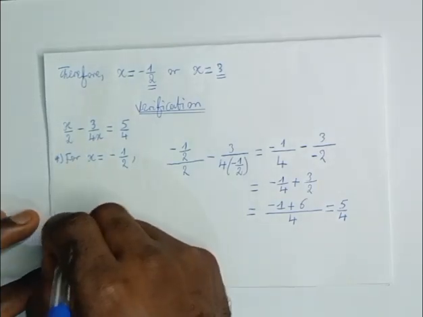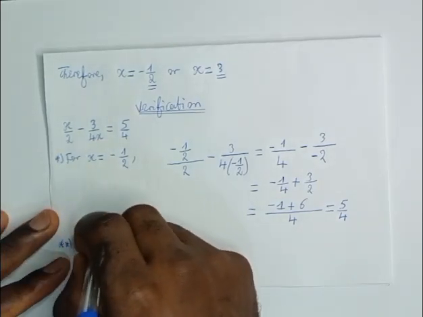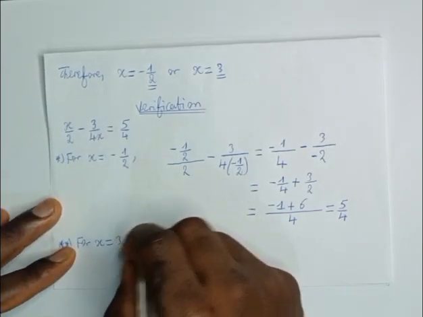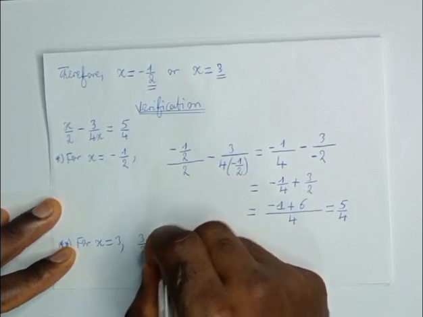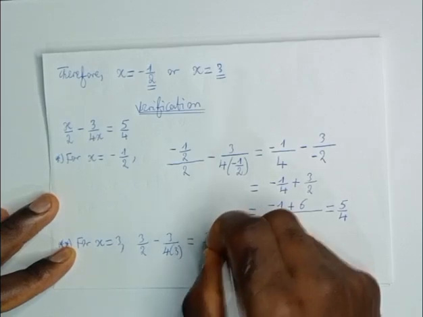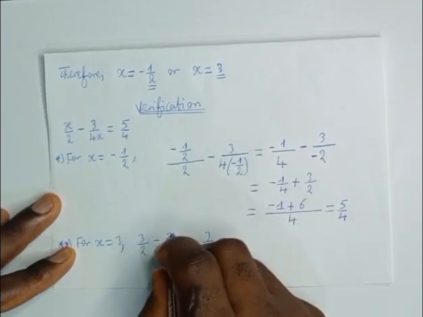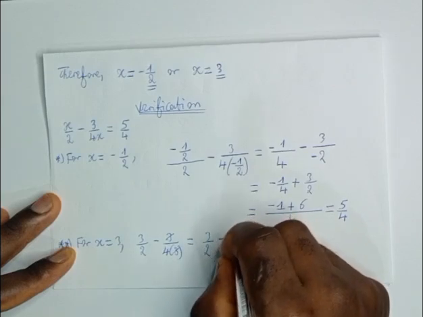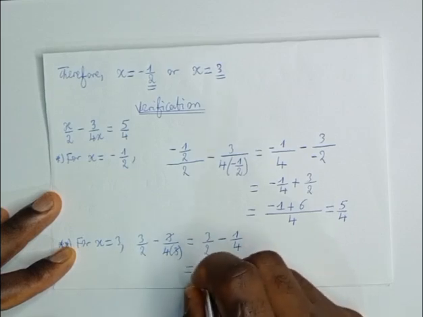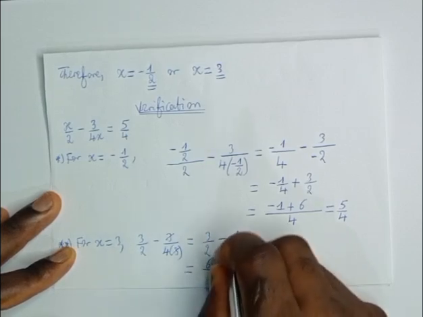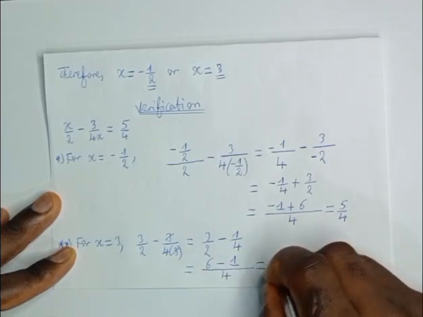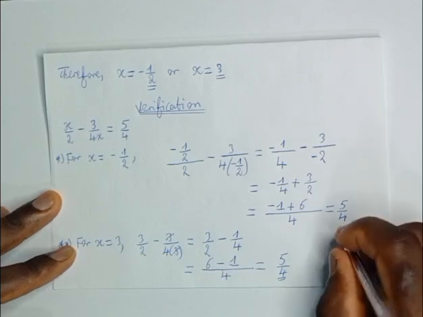We take the second one, for x equal to 3. We are going to replace x with 3. This will give us 3 over 2 minus 3 over 4 times 3. And this will be equal to 3 over 2 minus, 3 will strike off 3, we will be left with 1 quarter. This will be equal to, the LCM of 2 and 4 is 4. 4 divided by 2 gives 2 times 3, 6, minus 4 divided by 4, 1 times 1, 1. This will be equal to 6 minus 1 gives us 5 on 4, which is true.